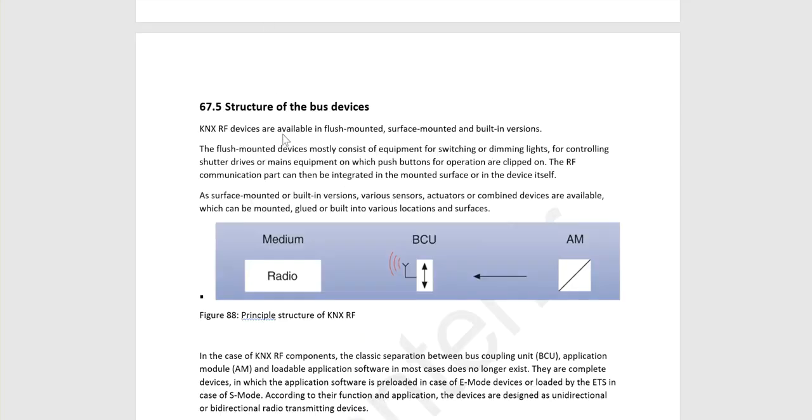KNX RF devices are available in flush-mounted, surface-mounted, and built-in versions. The flush-mount devices mostly consist of equipment for switching or dimming lights, for controlling shutter drives, or main equipment on which push buttons for operation are clipped on. The RF communication part can then be integrated in the mounting surface or in the device itself.